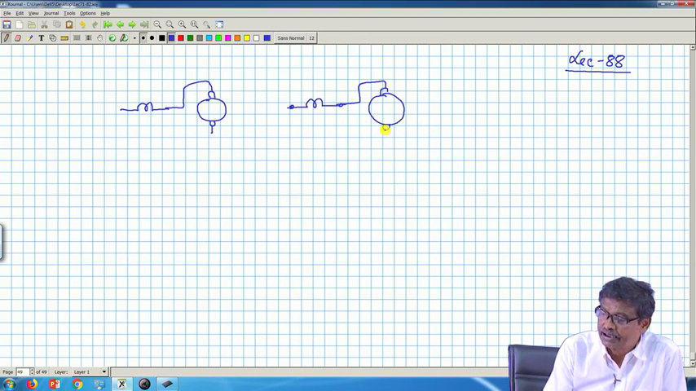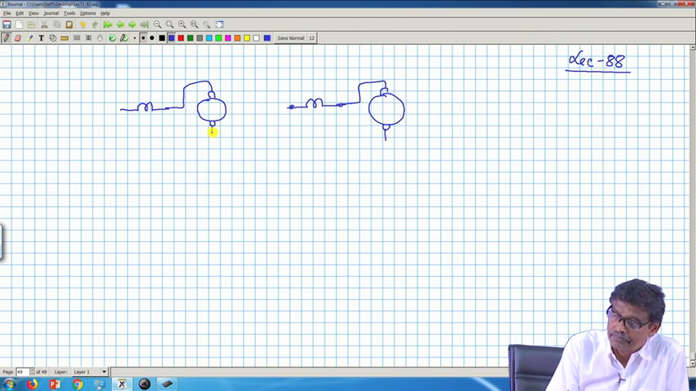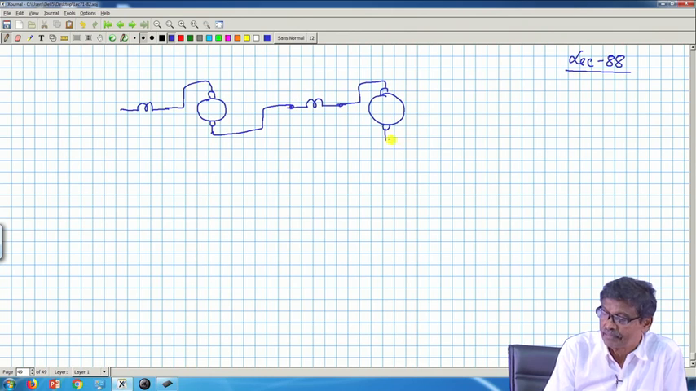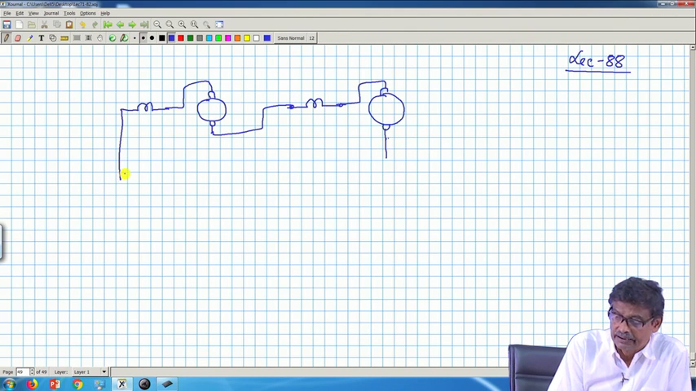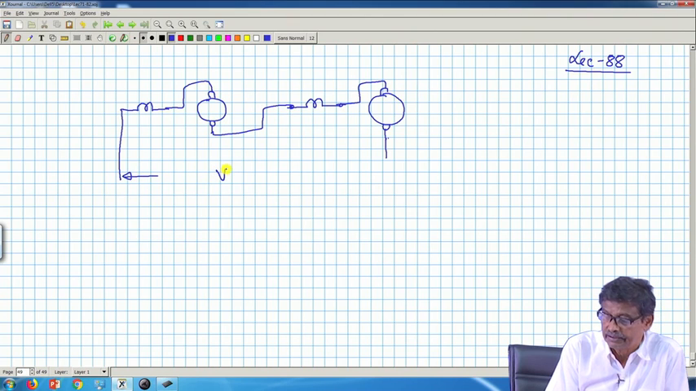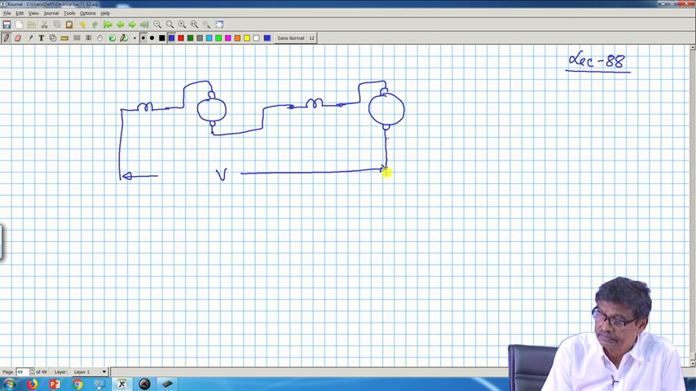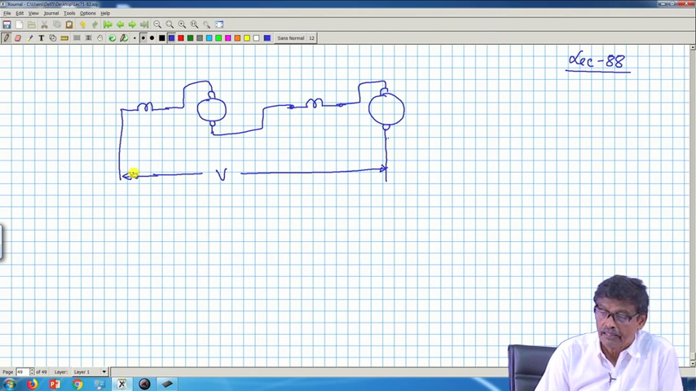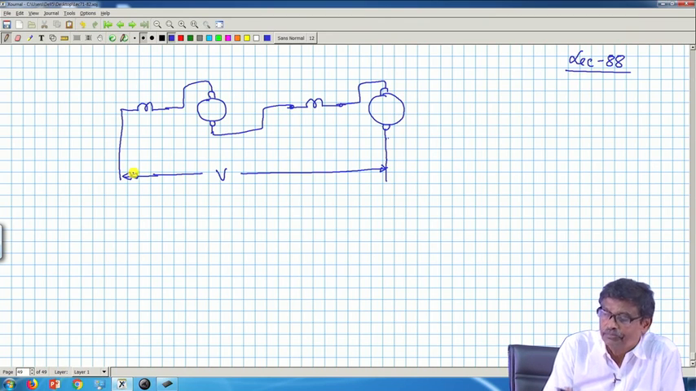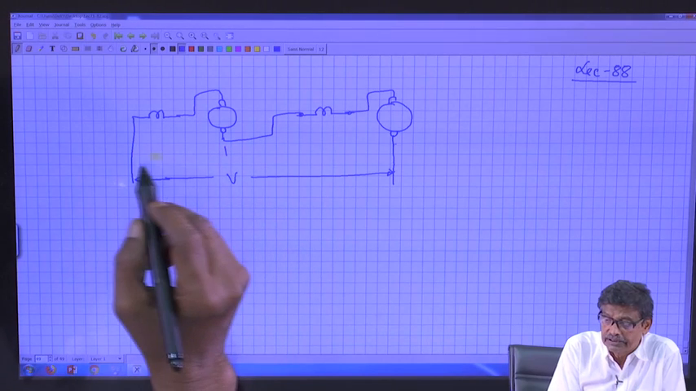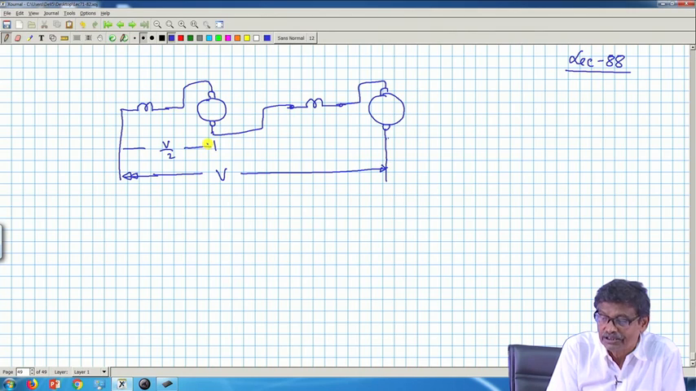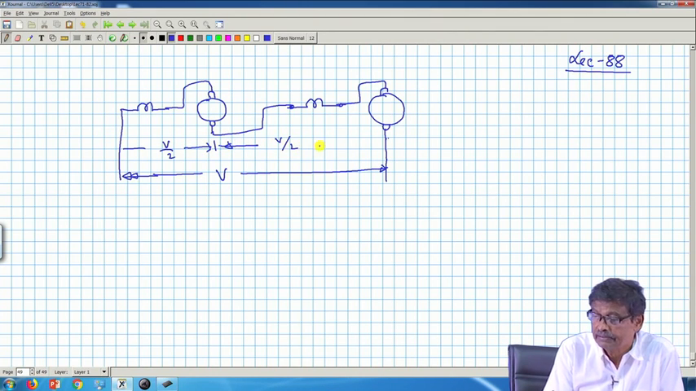These two motors at the time of starting, they will connect them in series and apply the voltage V, where V is the rated voltage for each of the motors. So, you can connect these two motors in series and apply the same rated voltage V. It means you have applied V by 2 across each, half the rated voltage.